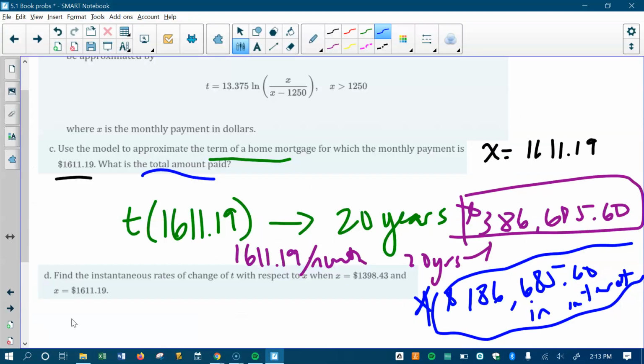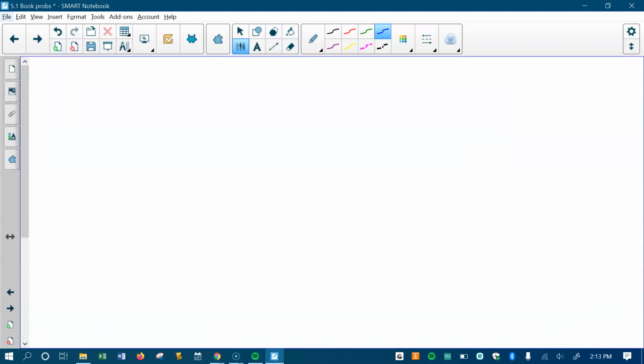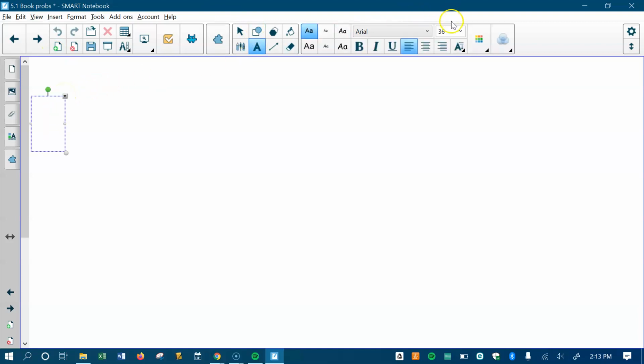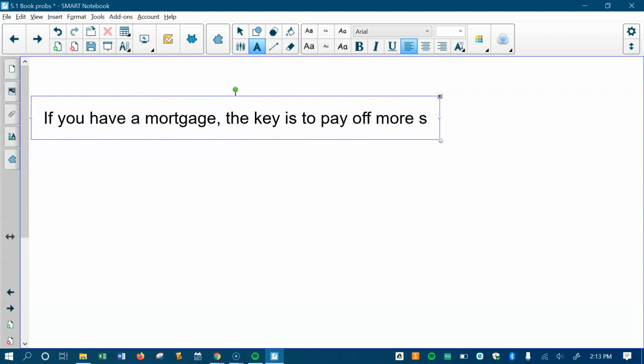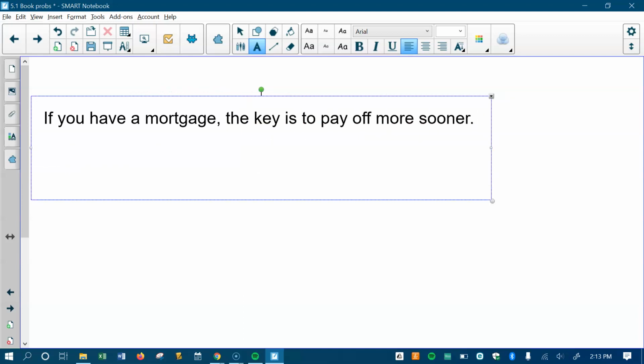So the idea here is that when you have a mortgage, and I know that you guys are a little bit away from having your own mortgage, maybe not, I don't know. If you have a mortgage, the key is to pay off more sooner. Right now, I'm not going to tell you how much I pay for my mortgage, but I do pay more than the required monthly payment because I know that all that extra money that I'm paying goes towards the principal instead of interest, so I can get closer and closer to paying off my mortgage. So if you have a mortgage, the key is to pay off more sooner.